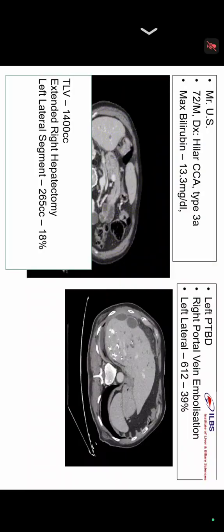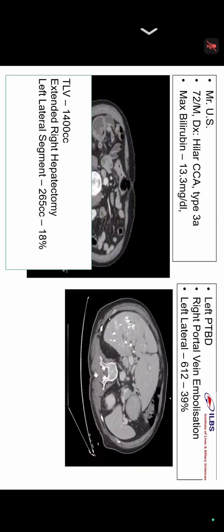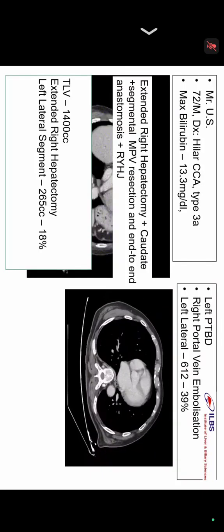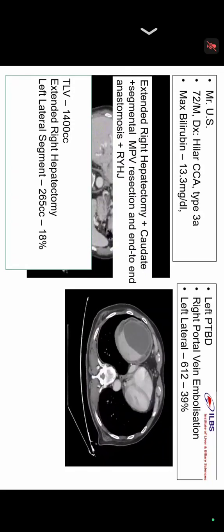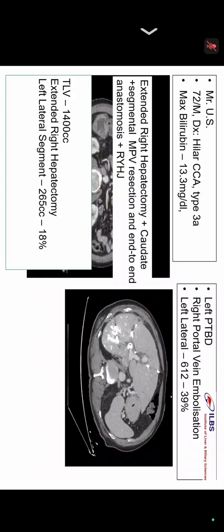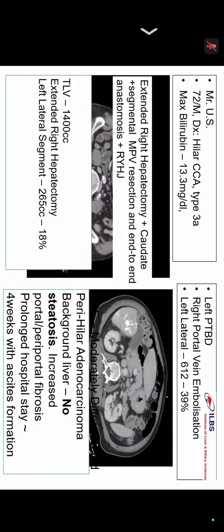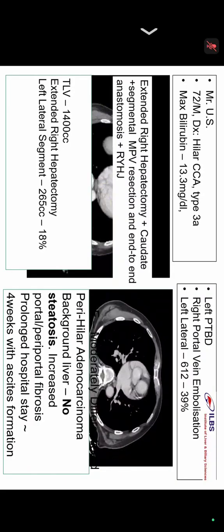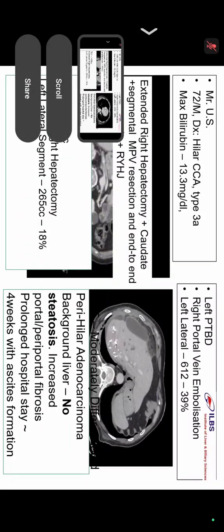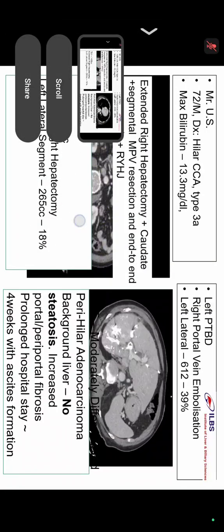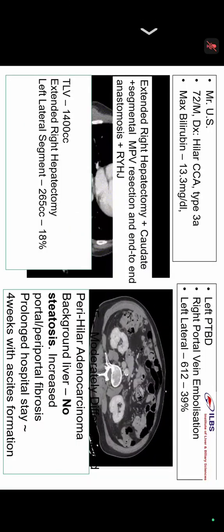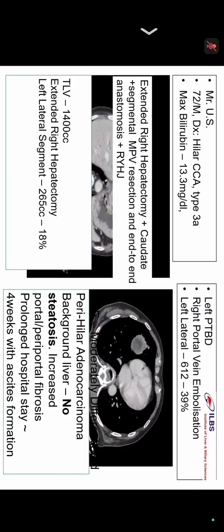There was a good hypertrophy of the left lateral segment, you can see there, and we did the extended right hepatectomy with caudate and segmental main portal vein dissection as well with end-to-end anastomosis and hepaticojejunostomy. And this was perihilar adenocarcinoma, background liver with stenosis, but there was increased portal and periportal fibrosis. He had a prolonged ICU stay, a hospital stay with ascites for 4 weeks, but finally went home as well.